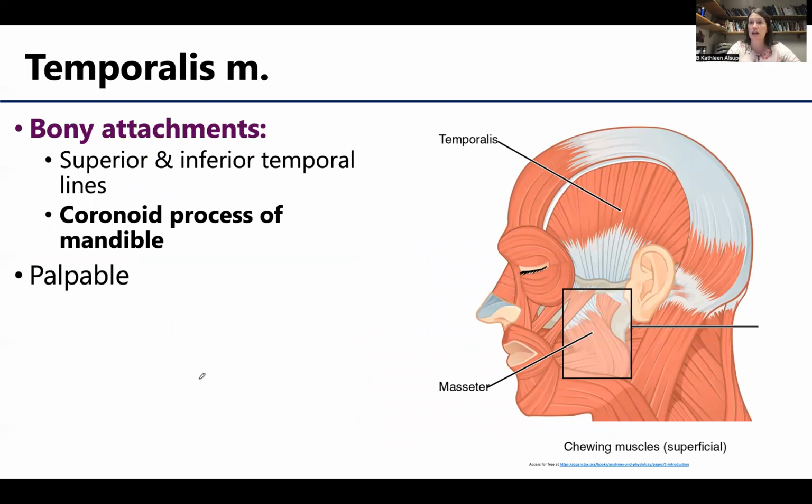The first 2 we're going to discuss are palpable, meaning that you can feel them. When I'm contracting my jaw, I can feel up here around my temples the temporalis muscle. So this is going to have an attachment up on the parietal bone at the superior and inferior temporal lines. And then it's going to have its distal attachment on that coronoid process of the mandible that we talked about, that more anterior projection of the ramus. And so it makes sense. All of these muscles are going to have their distal attachment on the mandible because that's the movable bone.